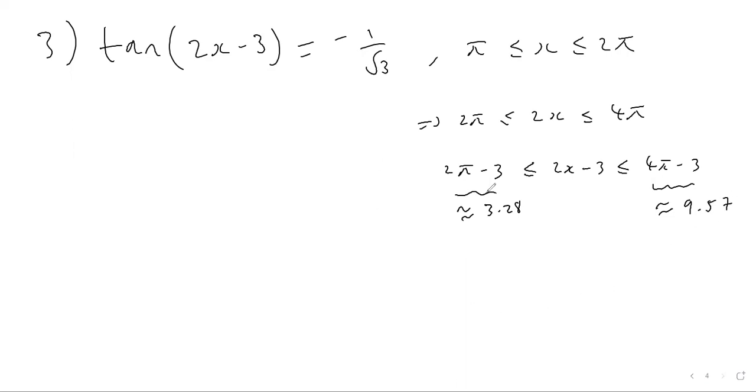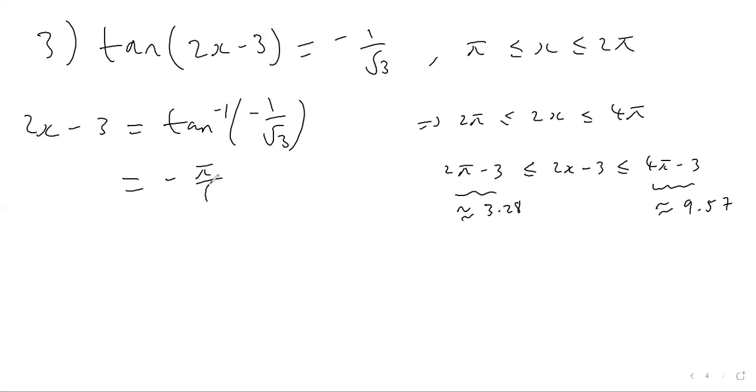And 4 pi take away 3 is approximately 9.57 roughly. So when we take the tan inverse of this, we will get 2x minus 3. So 2x minus 3 is equal to tan inverse of minus 1 over root 3. Now, if you do this on your calculator, you should know that tan of 30 degrees, or tan of pi over 6, is 1 over root 3. So tan of minus pi over 6 is going to give you minus 1 over root 3. So we should get here a minus pi over 6.